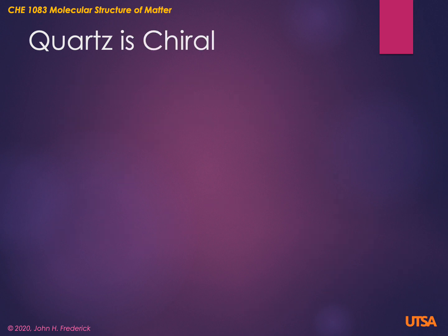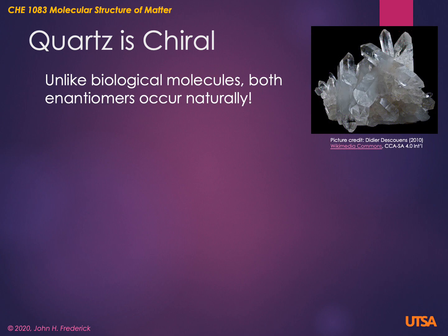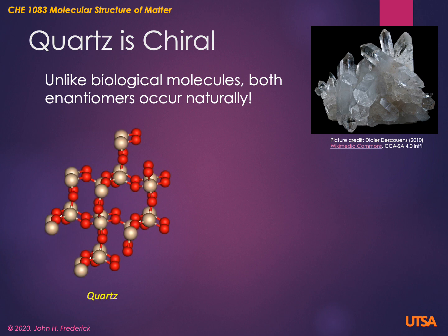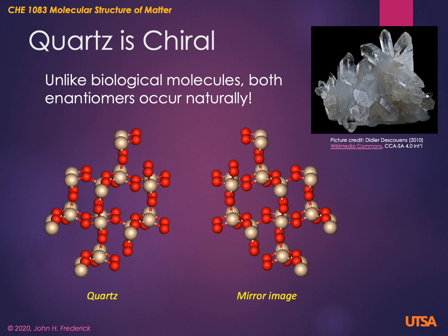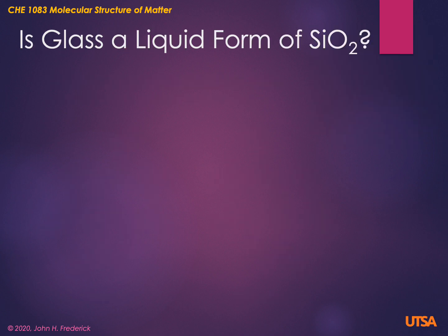One thing you may not know about quartz is that it is a chiral substance. In biology, we find that most substances come in a single enantiomer, but in the case of quartz, both enantiomers are observed naturally. If we look at quartz and we look at its mirror image, you can certainly tell that this is a mirror image, but it may be more difficult to pick out the subtle features that make these two mirror images not superimposable on one another. And in fact, I can't point them out to you in this sort of picture. Nevertheless, they are distinct enantiomers, and as I said, they both exist in nature.